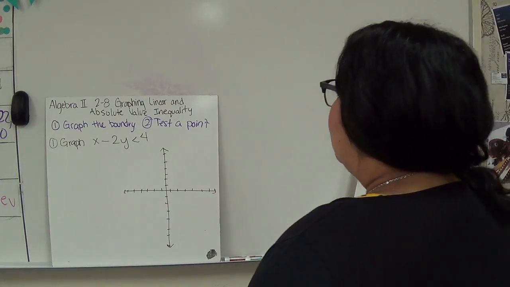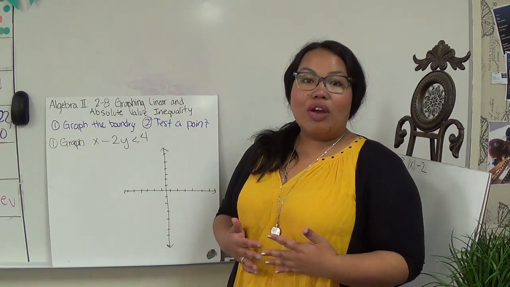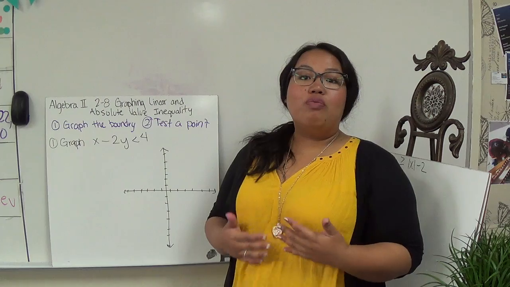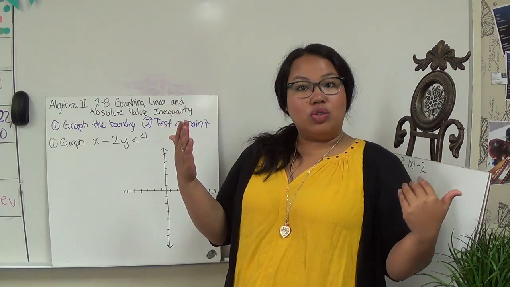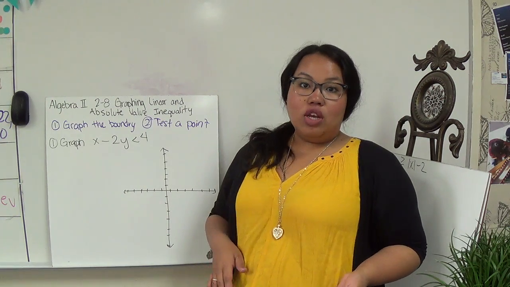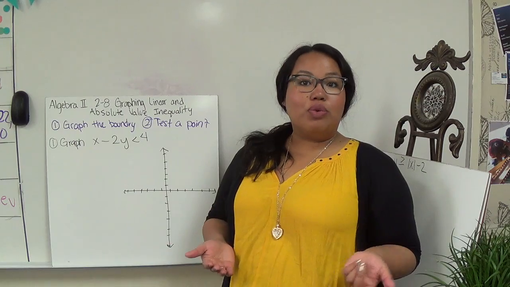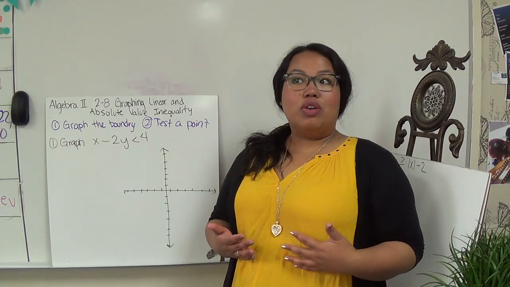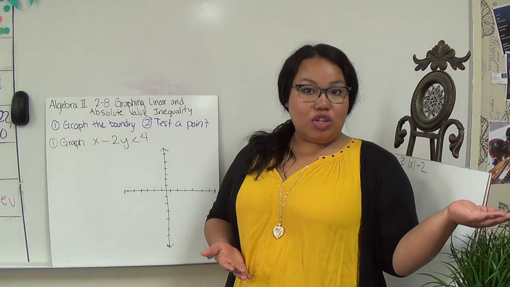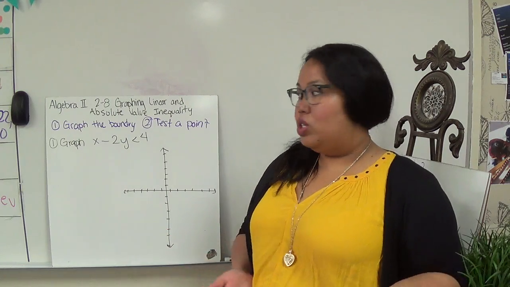In Algebra 2, Section 2.8, we're dealing with graphing linear and absolute value inequalities. Graphing inequalities is different because we're going to be doing shading, because you have more than just a line of answers or a V of answers for inequalities. There's multiple things that can make things true. For example, if I'm doing x is greater than 2, I have all the answers that are greater than 2 as possibilities for my x, as opposed to x equals 2, which can only be 2.